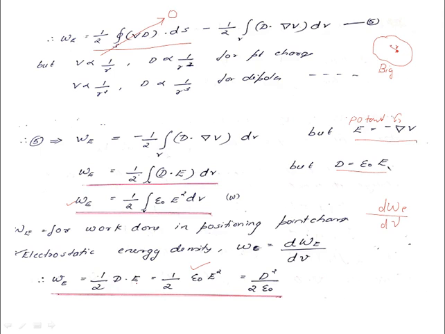Again, one more relation is there. This is D dot E, right? Now over here it can also be written as D square by 2 epsilon. And this is the more commonly used equation for work done or electrostatic energy density. Okay, thank you.